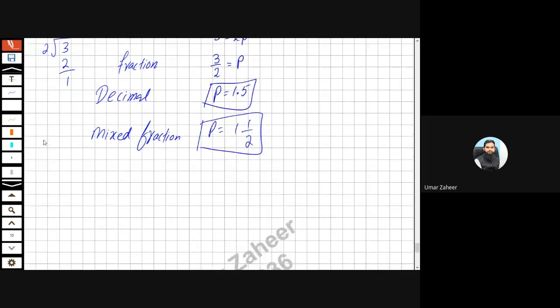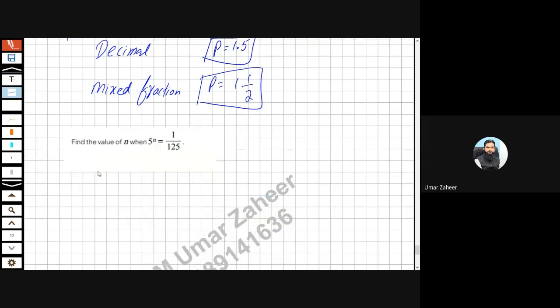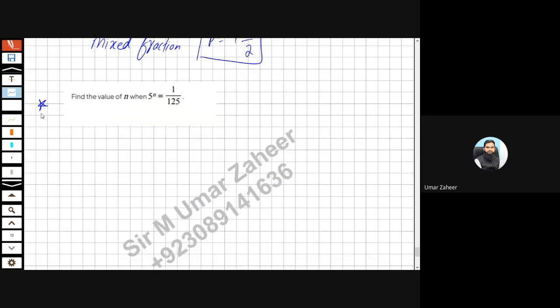All right, next we have to move to the next ones. We have to find the value of n. We have 5 raised to power n is equal to 1 divided by 125. Yes, Afsar, tell me the first step. First, you have to find the prime factor of 125. So what is the prime factor of 125?